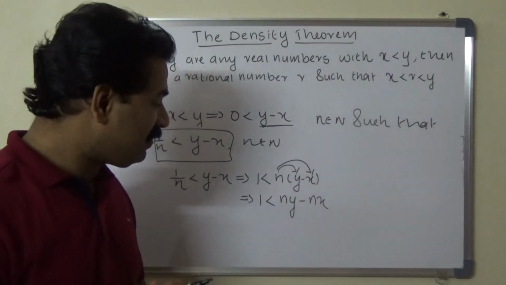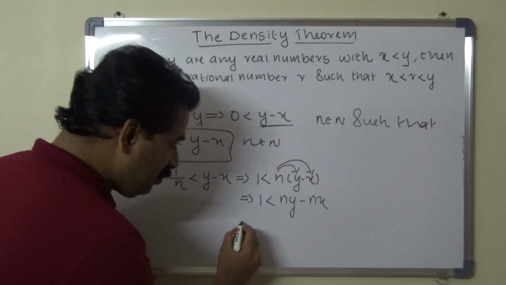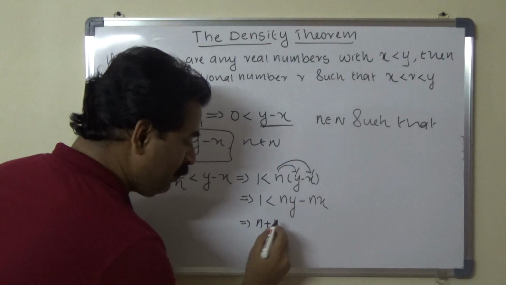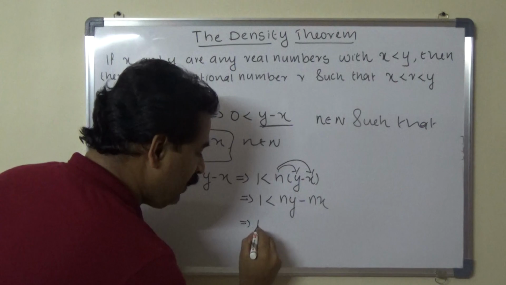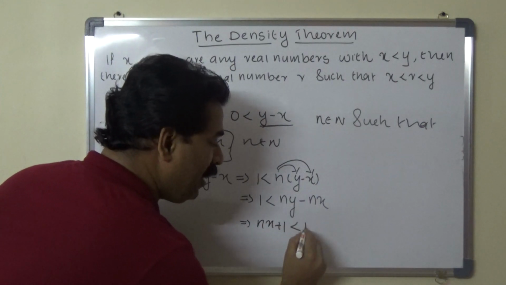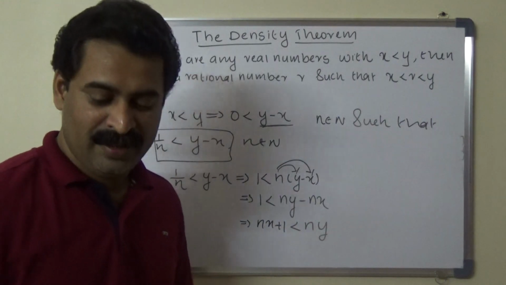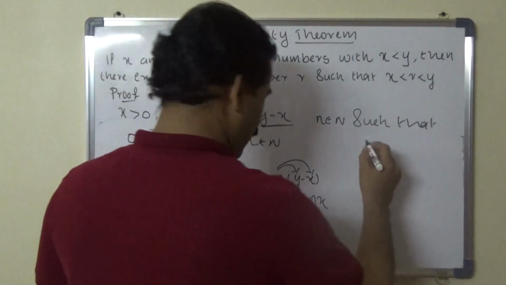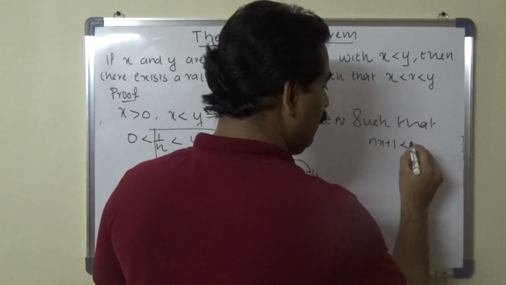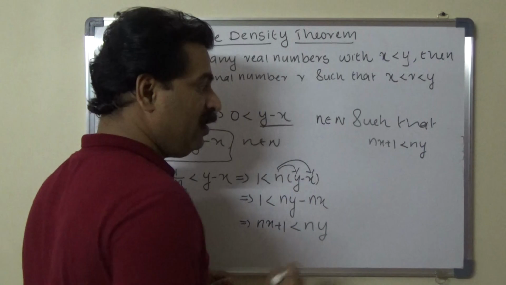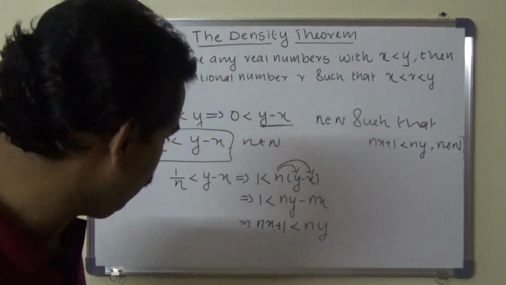Clear? Next, adding nx on both sides of this inequality, this becomes nx plus 1 is less than ny. Clear? So we can write here nx plus 1 is less than ny. Clear? Here n is a natural number. Clear? Okay.